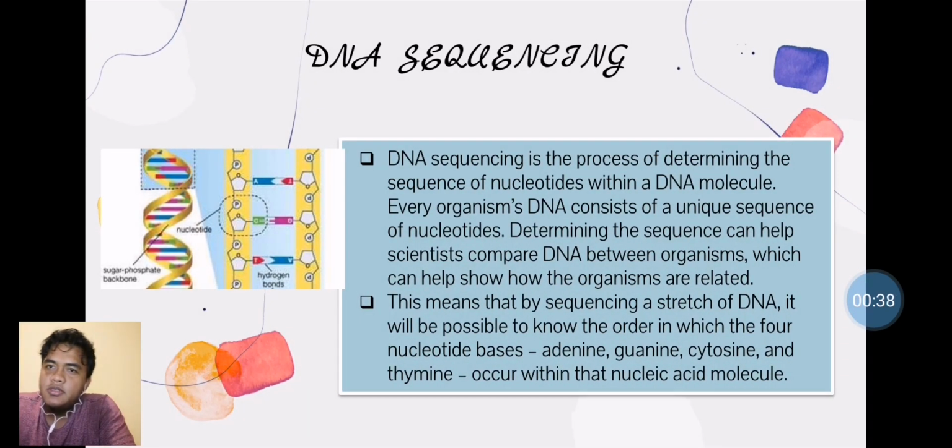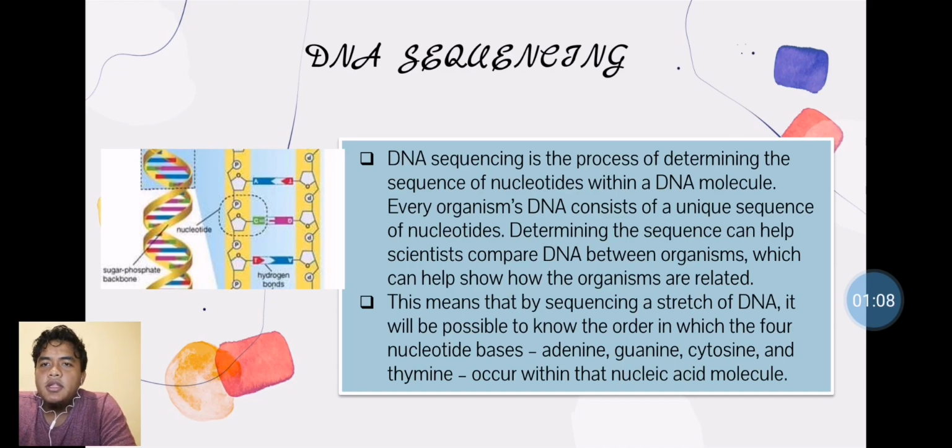So DNA sequencing is the process of determining the sequence of nucleotides within a DNA molecule. Every organism's DNA consists of a unique sequence of nucleotides, which means even among humans we have different sequences of nucleotides. So determining the sequence can help scientists compare DNA between organisms, which can help show how the organisms are related.